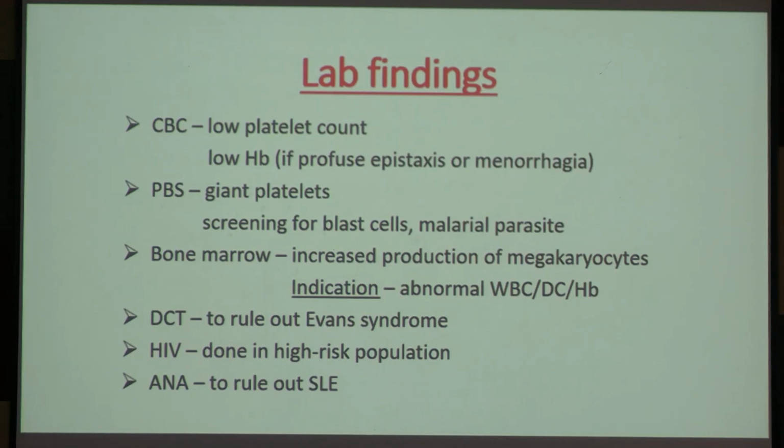DCT to rule out Evans syndrome. Evans syndrome is autoimmune hemolytic anemia associated with thrombocytopenia. Then HIV, it's a cause of ITP, so HIV is to be ruled out in high risk population. And ANA, anti-nuclear antibody, to rule out SLE, systemic lupus erythematosus. Mostly we will do this test in case of persistent or chronic ITP.